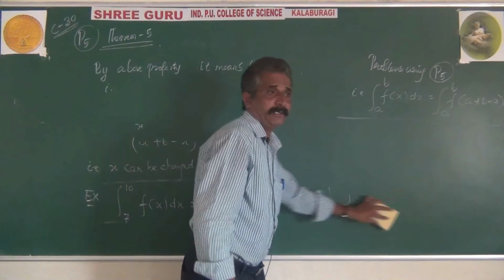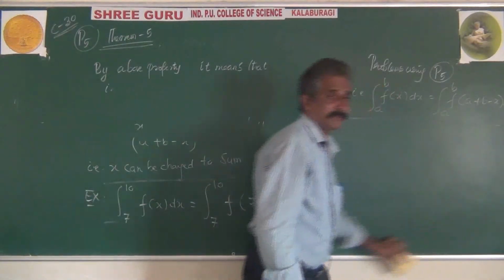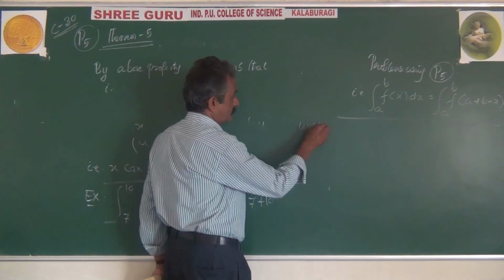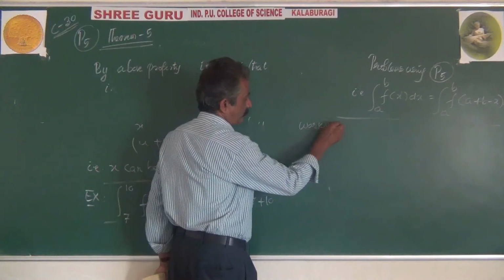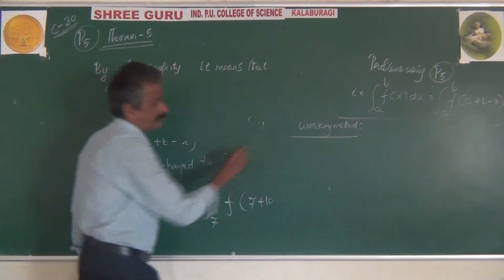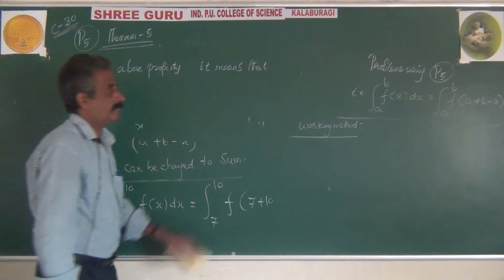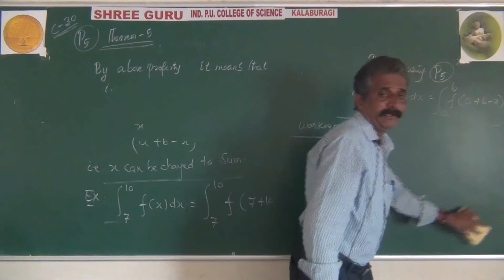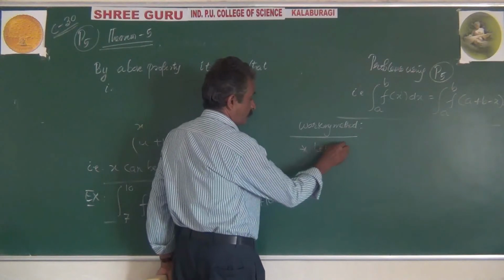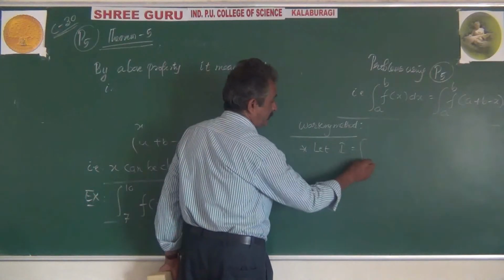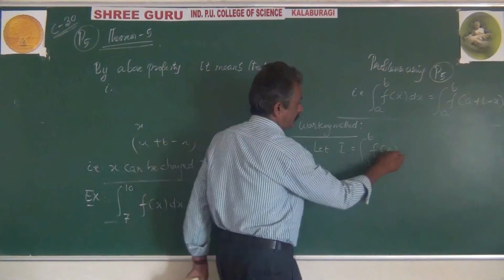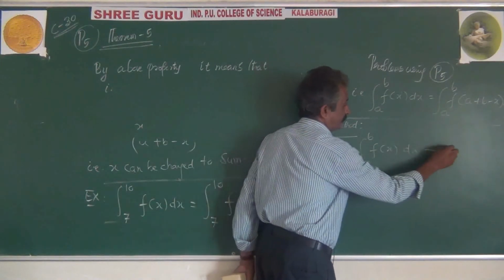We first have a working method, a solving method for the upcoming problems. First step, take I equal to the problem. Let I equal to integration from a to b of f of x dx. Say 1.